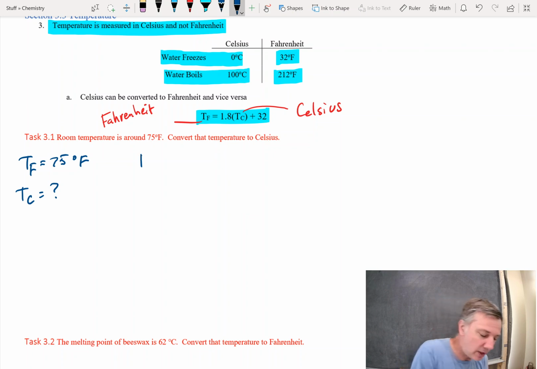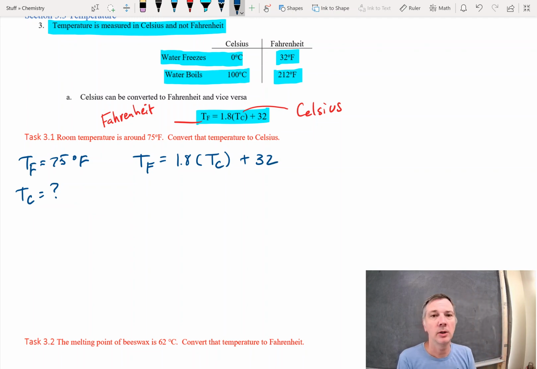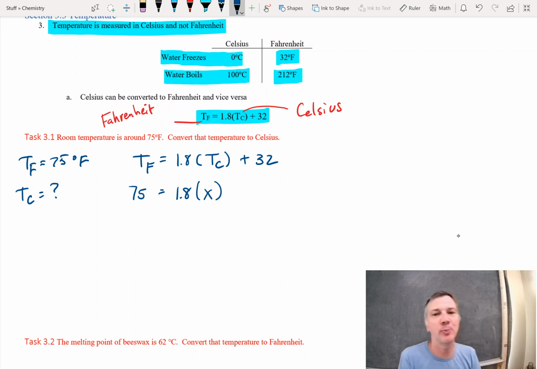The equation I'm going to use is temperature Fahrenheit is equal to 1.8 times the temperature in Celsius plus 32. Let's fill in every information that we know. The temperature Fahrenheit is 75, 1.8. I don't know what the temperature Celsius is. I'm going to put an X in there. Typically, I would leave T sub C, but in this case, I'm going to show X. And then we're going to add 32.